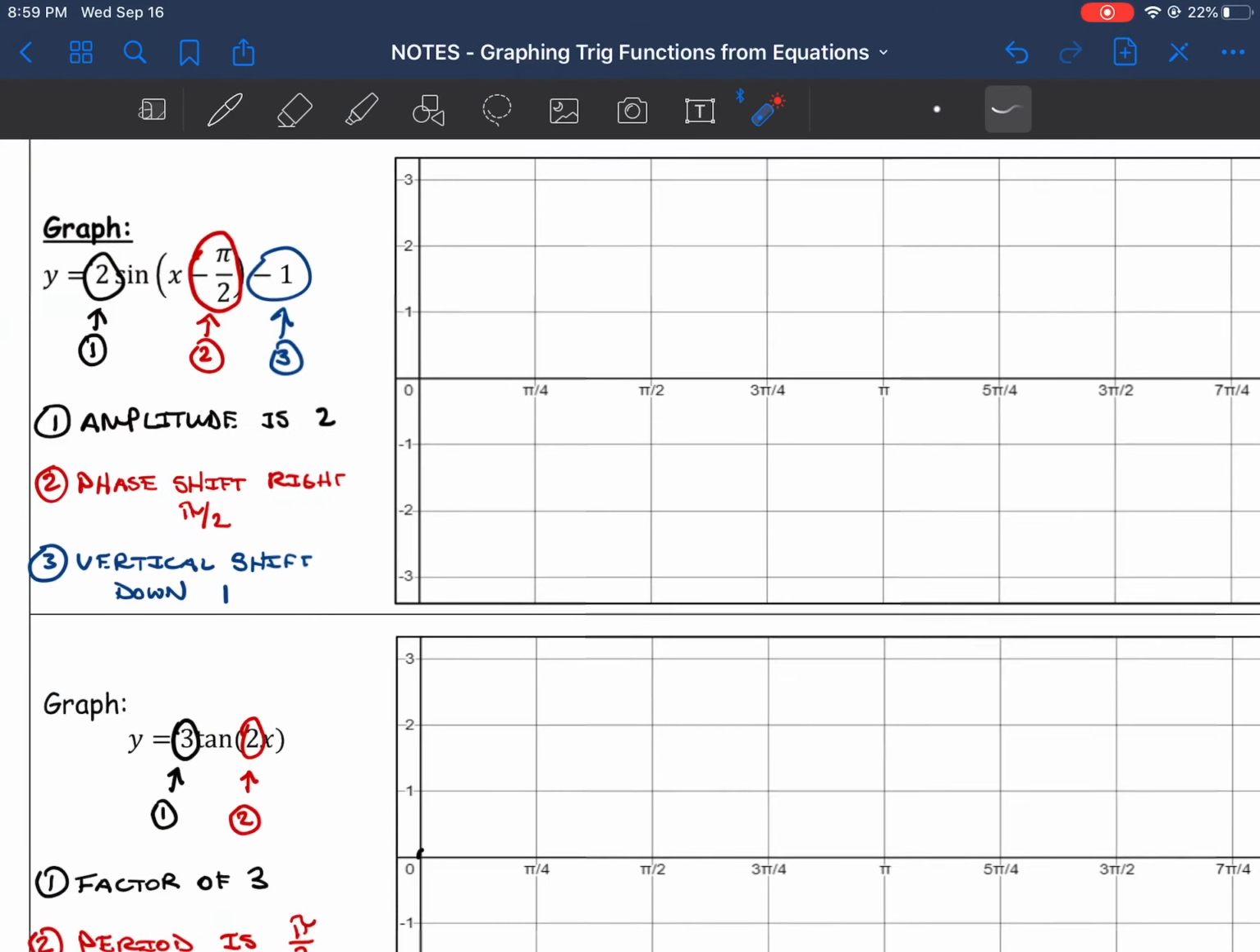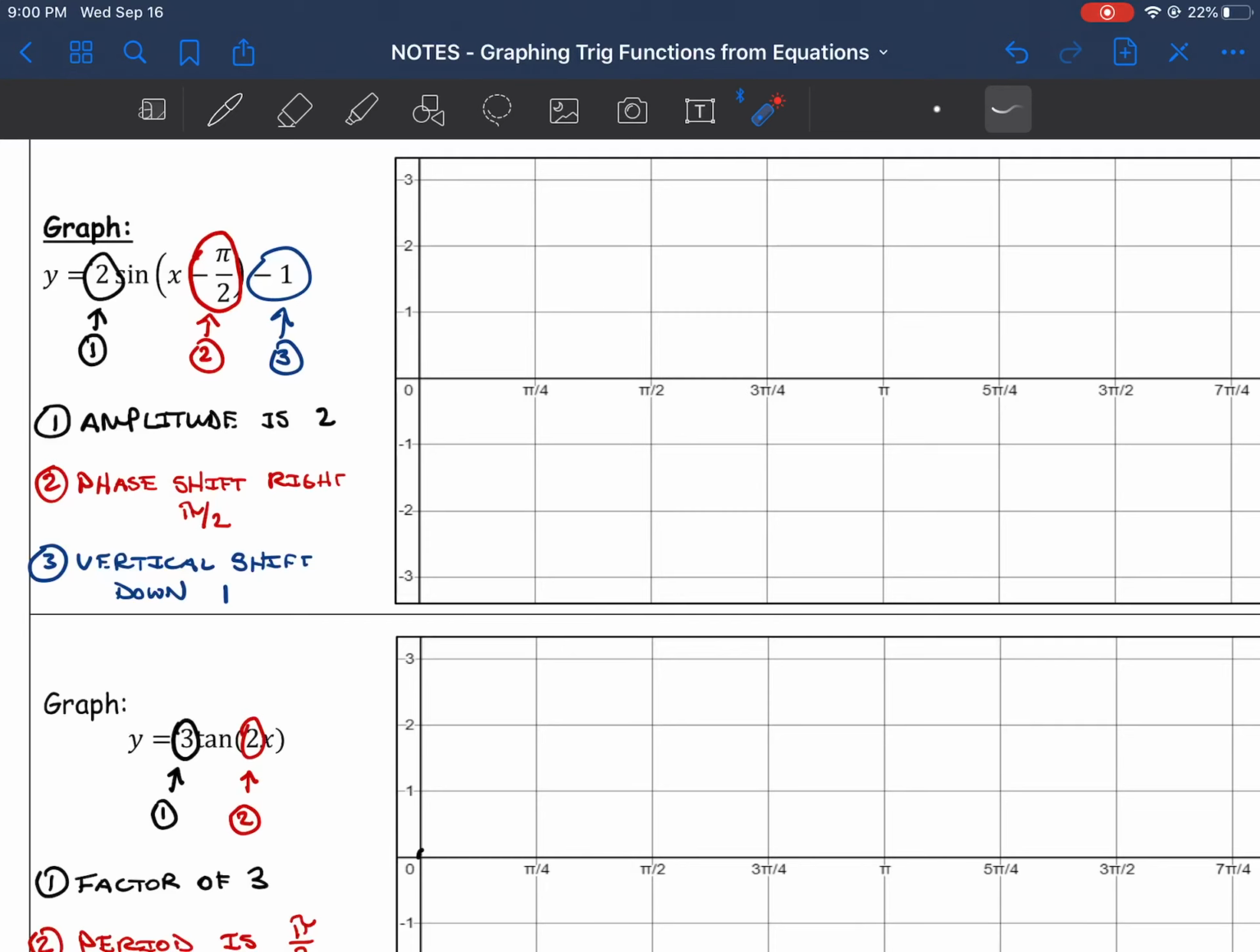All right, in our next example, we want to graph y equals 2 sine of (x minus pi over 2) minus 1. And here are the three trig transformations that I'm noticing. I'm noticing that our amplitude is going to turn into 2. I'm noticing we're going to have a phase shift of right by pi over 2. And I'm noticing we're going to have a vertical shift down by 1.